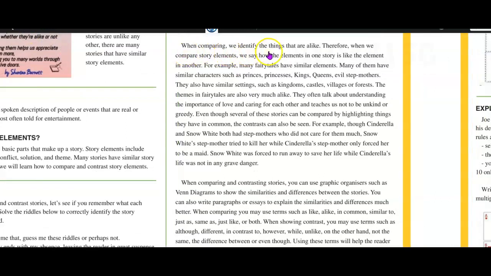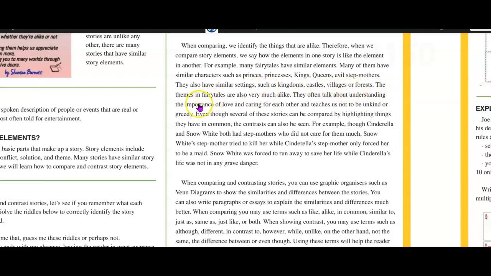When comparing, we identify the things that are alike. Therefore, when we compare story elements, we say how the element in one story is like the element in another. For example, many fairy tales have similar elements. Many of them have similar characters such as princes, princesses, kings, queens, evil stepmothers, etc. They also have similar settings such as kingdoms, castles, villages, or forests.